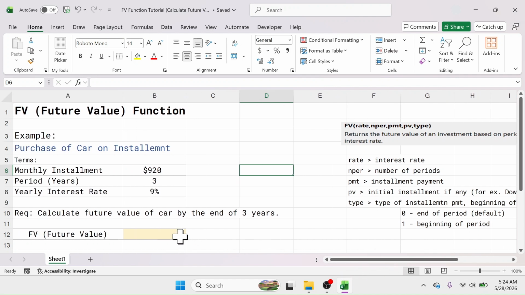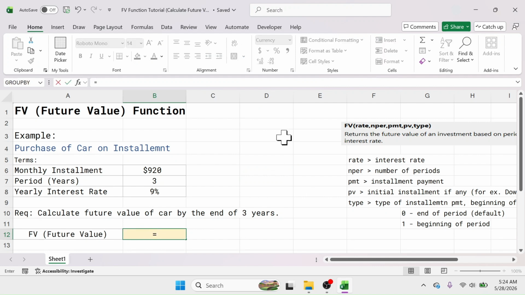Let's use the FV function here to calculate the future value of this investment. Click on the cell, then press equals, put the FV function, open bracket. In the rate, we have to put the monthly interest rate. So convert this yearly interest rate to monthly by clicking on this yearly interest rate and dividing by 12.